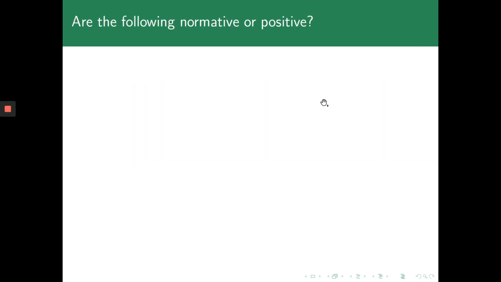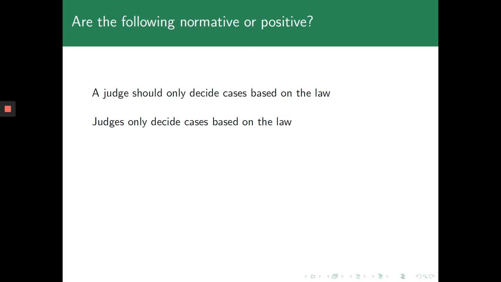So I want you to take a look at the following sentences and think to yourself, are they positive or are they normative? So something like, a judge should only decide cases based on the law. That one's, of course, a normative statement. Judges only decide cases based on the law. Well, we can test that. We can measure it. That's a positive statement. It may be incorrect, but positive statements are allowed to be incorrect. Judges decide 75% of cases based on their ideology. That one is a positive statement. We can determine whether that value is correct or incorrect.